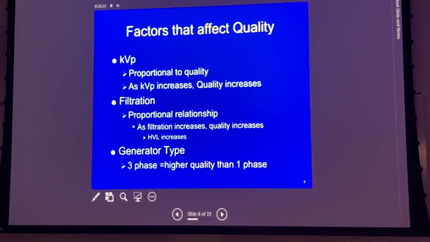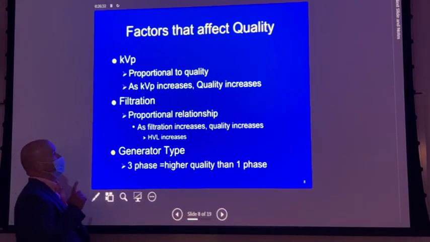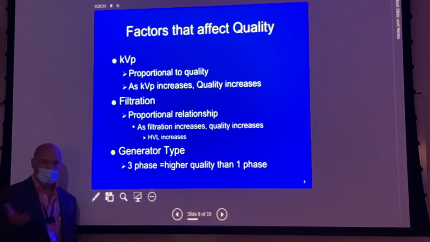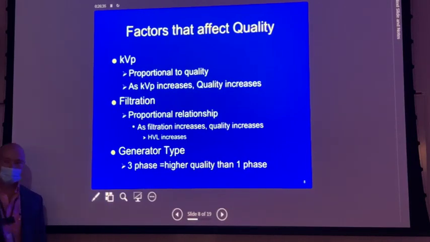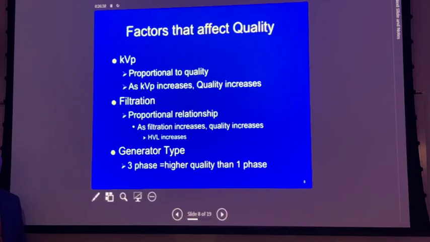So as KVP goes up, the more penetration we have. This is beam quality, this is not radiographic quality. The more penetration we have, the beam quality goes up. So an x-ray beam that doesn't penetrate, of what quality is that? Well, it's very low quality, it's of no quality.